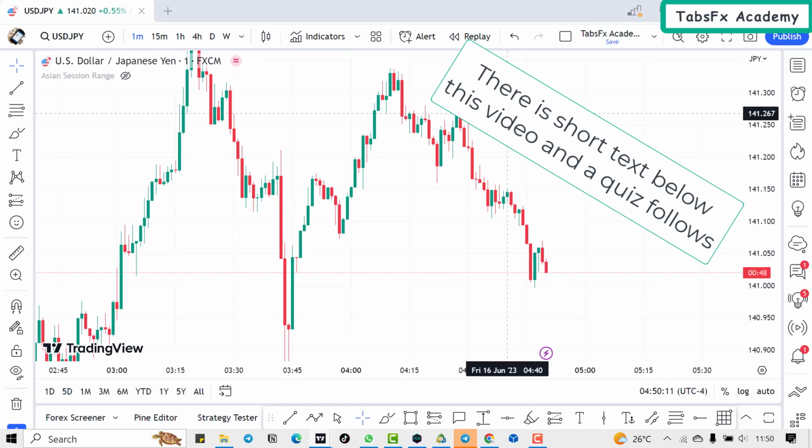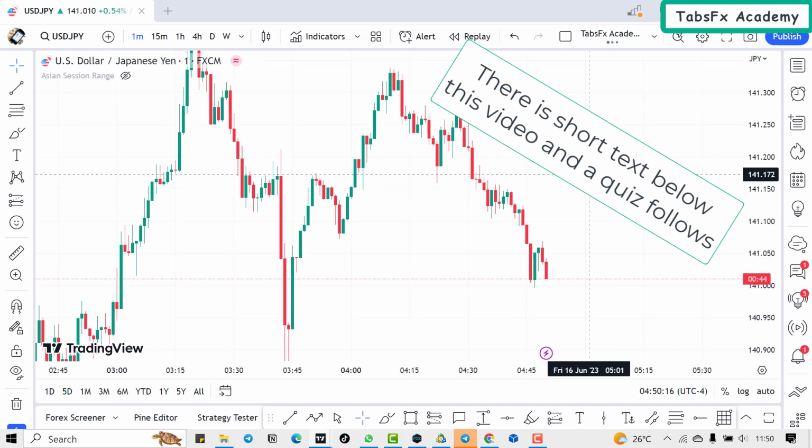After doing my analysis, I go back to my MT4, MT5, and then I take my position and I take my trades and so on.